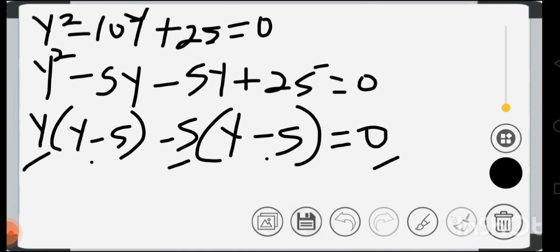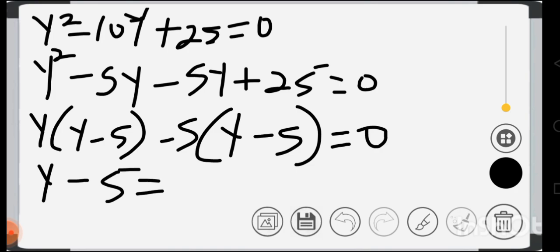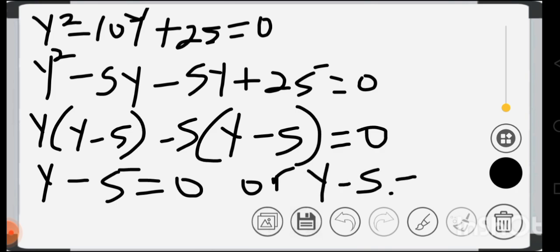So we'll take this and equate it to 0, and we'll take one of these brackets, because they must be the same thing, and also equate it to 0. So that's next we're going to do here. So we have y minus 5 equals 0, or take one of these brackets, which must be the same: y minus 5 again equals 0.